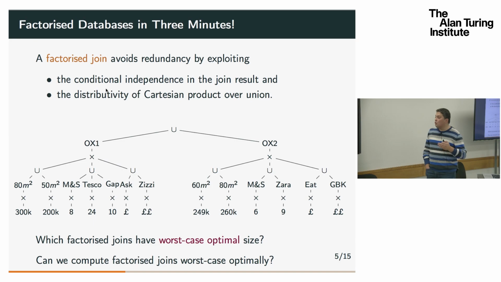And we can also compute the factorized joins worst case optimally. That is, we know what the worst case optimal representation is, and we can go from the input database to that representation, essentially using time to write every single bit in the result.